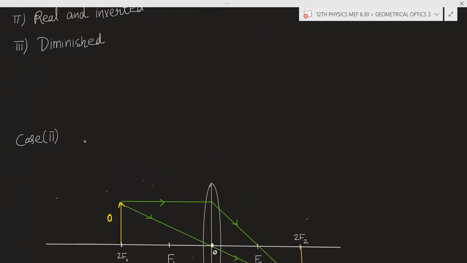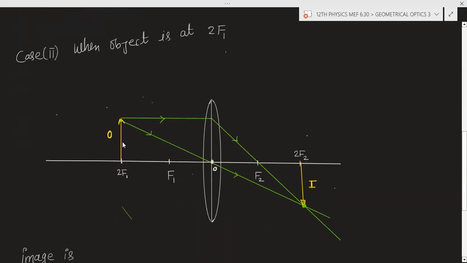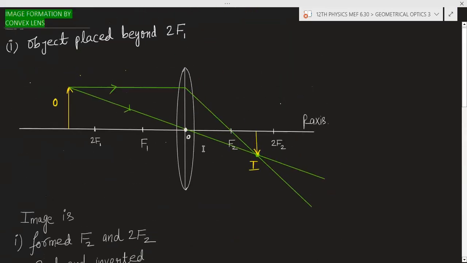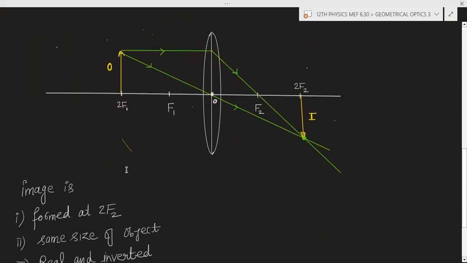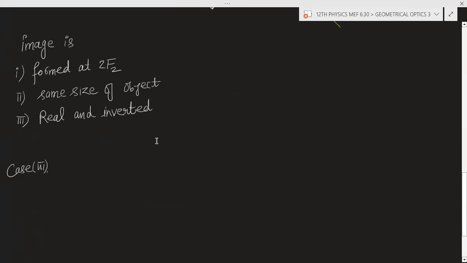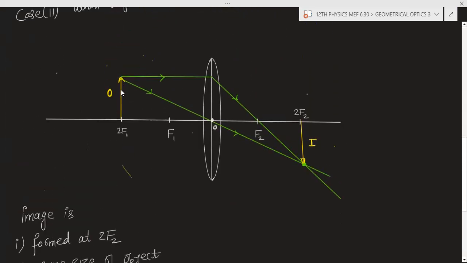So this is the case when object is at 2F1. Now case number third. This object is now at 2F1. Now we will place the object between F1 and 2F1.